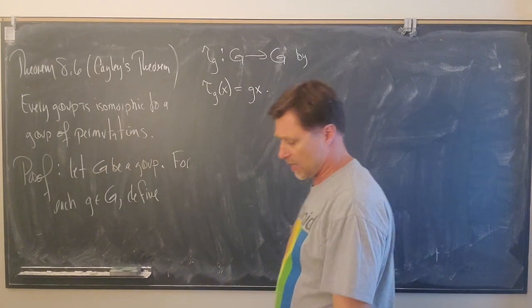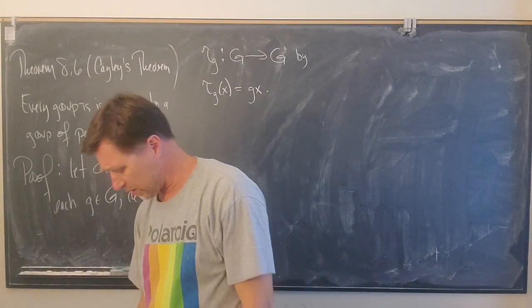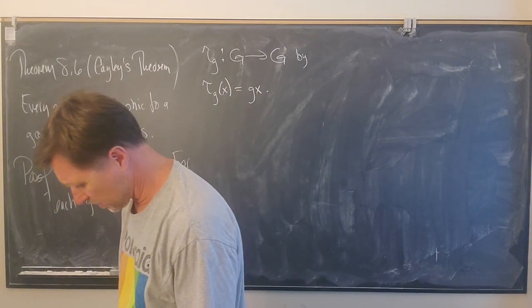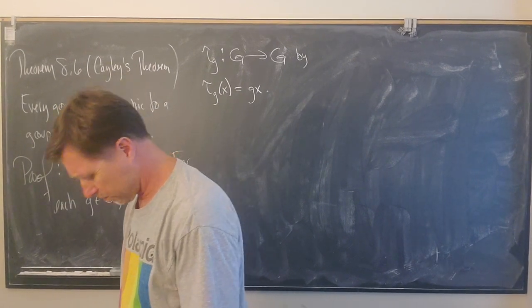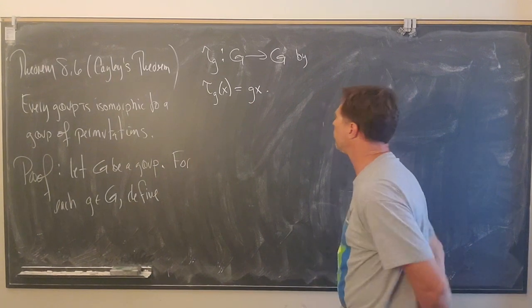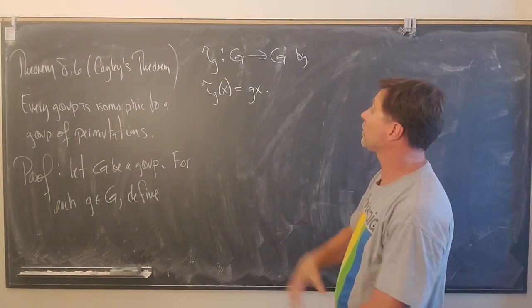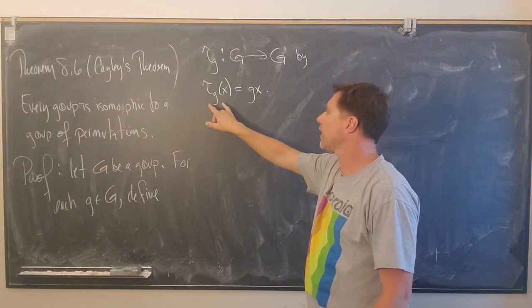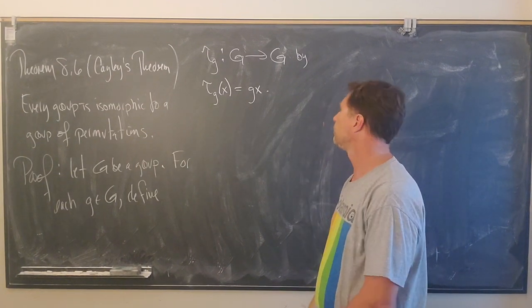This function has a name. I'll give you the name at the end of the proof rather than clouding up the proof with the name, because it's kind of long. But I'll just say it out loud. This is called the left regular representation of G.